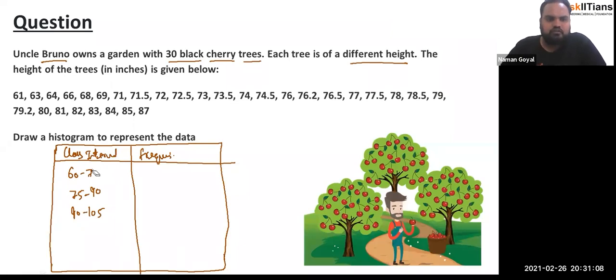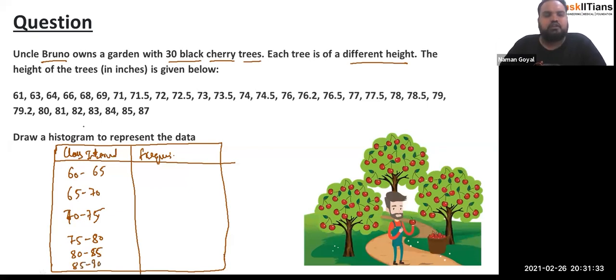You can take small because the heights are only up to 85, so taking such a big interval is of no use. 60 to 65 is fine. 65 to 70, okay. 70 to 75, 75 to 80, 80 to 85, and 85 to 90, right?